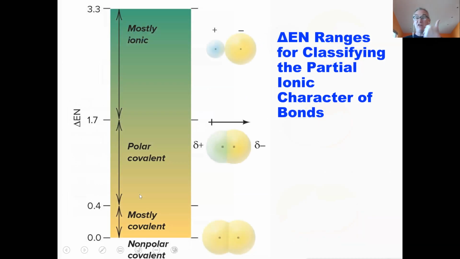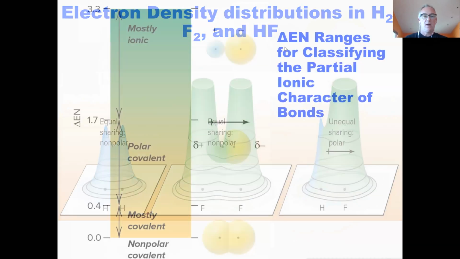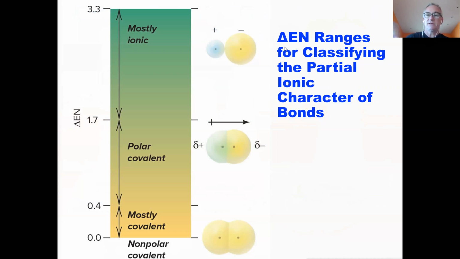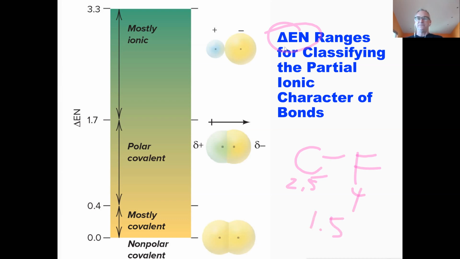So this is where it really is essential to have that electronegativity chart in front of you, because all of these are based on the difference between them. So for instance, carbon, fluorine, where is it on the table? Well, carbon, I think, is around 2.5, and fluorine is 4. So the difference is around 1.5.